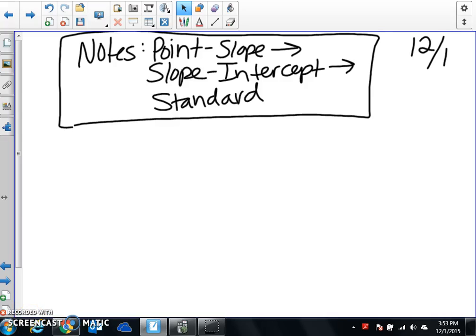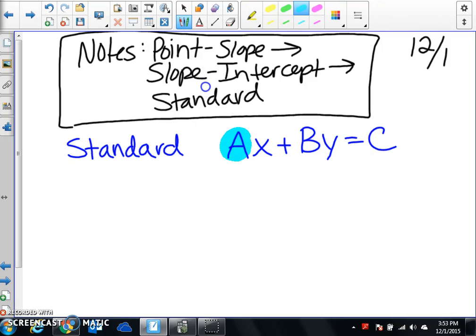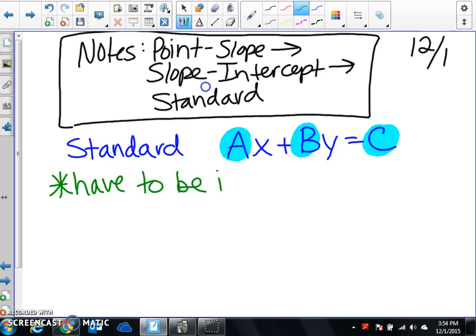Right, before we start actually going into point slope to slope intercept and standard, we need to talk about standard a little bit more. So standard notation is Ax plus By equals C, and we've been doing that for a while. Here's the biggie though. Our coefficients, our numbers, have to be integers. That's a fancy way of saying no fractions.